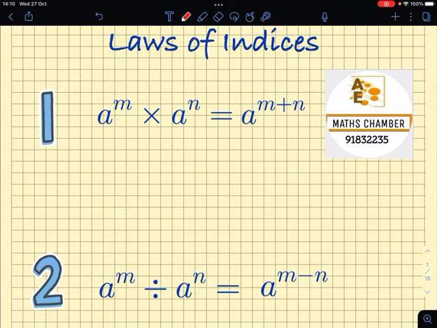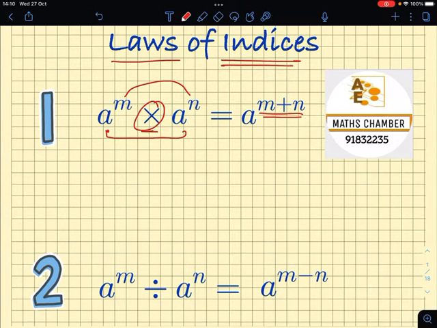Okay guys, good day. Today we're going to talk about the laws of indices. Let's talk about the first law. The bases are the same and it's multiplication: you multiply a to the power of m times a to the power of n. So what you need to do is just add the indices.